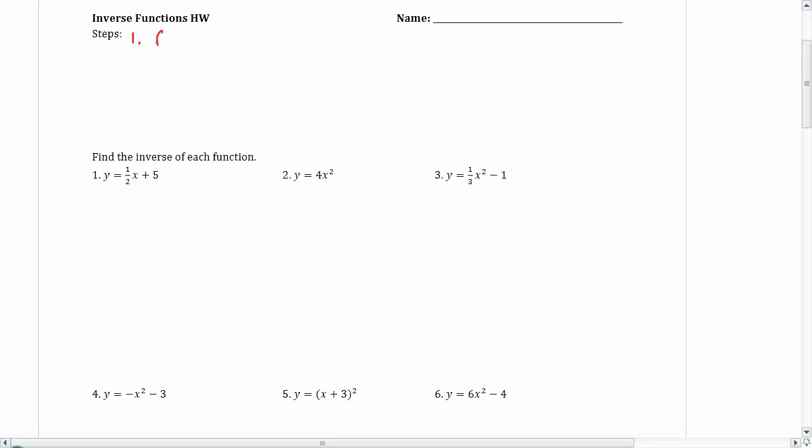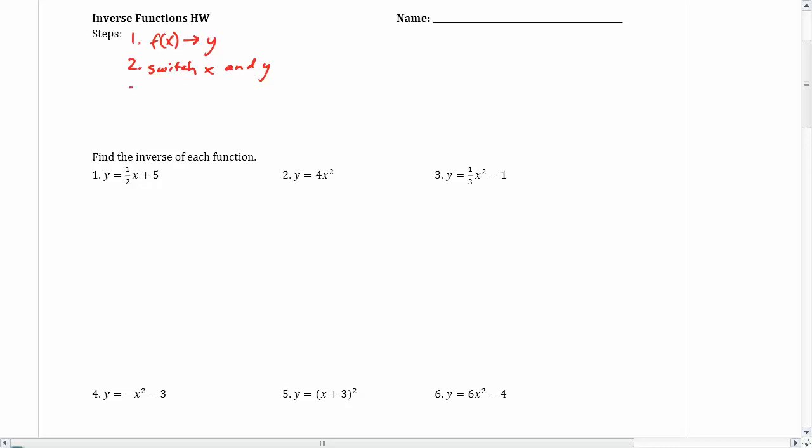So the first thing is, if your function starts off as a f of x function, change the f of x to y. Your second step is going to be to switch x and y. This is really the idea of inverse. It switches all the x values and all the y values. So instead of x to y, it's y to x. And if you do a function and then the inverse, you end up with the original.